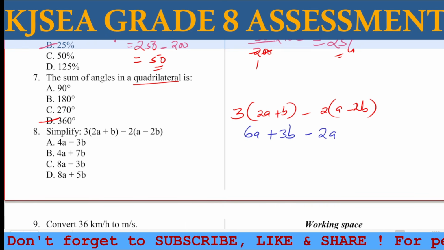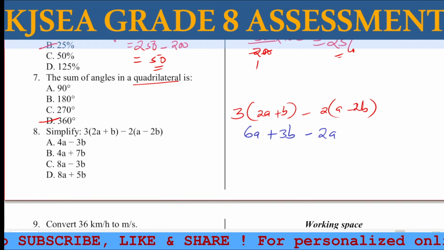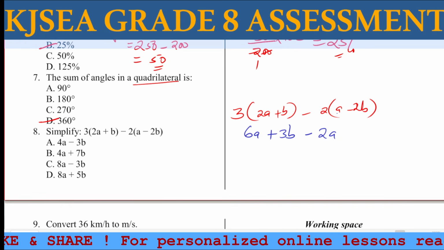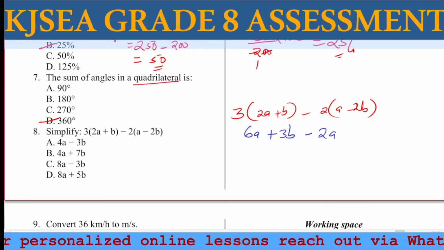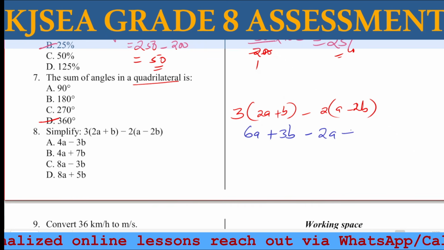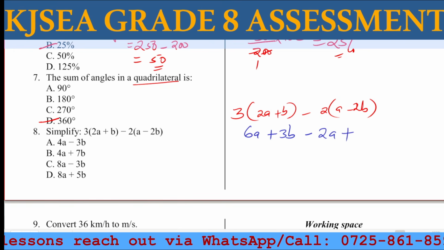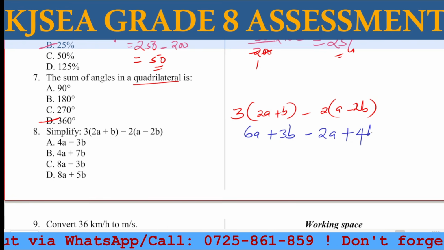Here you need to be very keen. You see negative 2 times negative 2b. For the first one, negative 2 times a is negative 2a. Then negative 2 times negative 2b. Those are two negatives and you have to get positive. When you multiply two negatives, you get positive. So negative 2 times negative 2b will give positive 4b.